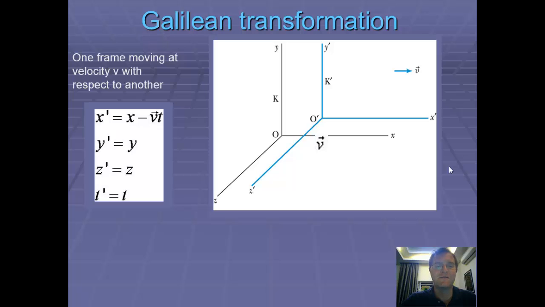which is x', y', z', t', compared to the original positions. Now, if we're moving in a certain direction, therefore t is consistent, z is consistent, and y is consistent. But as we're moving in the x direction, that's where the change takes place. So, here's an example of a Galilean transformation.